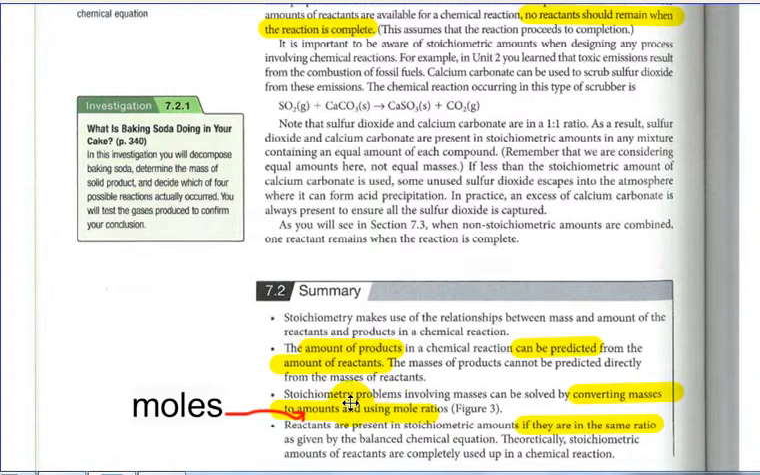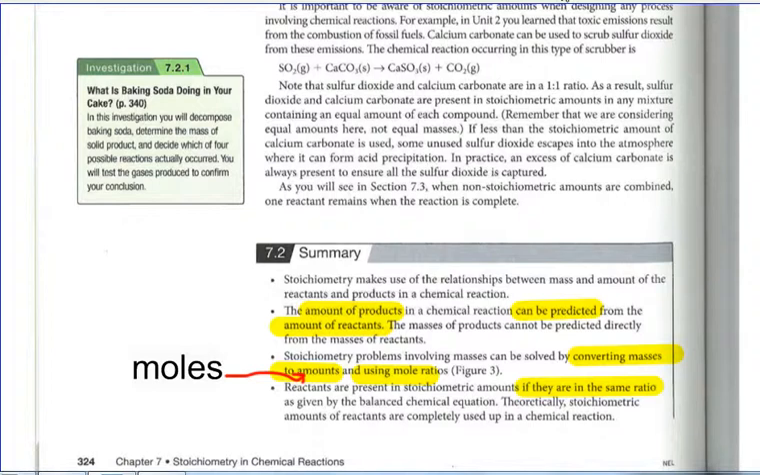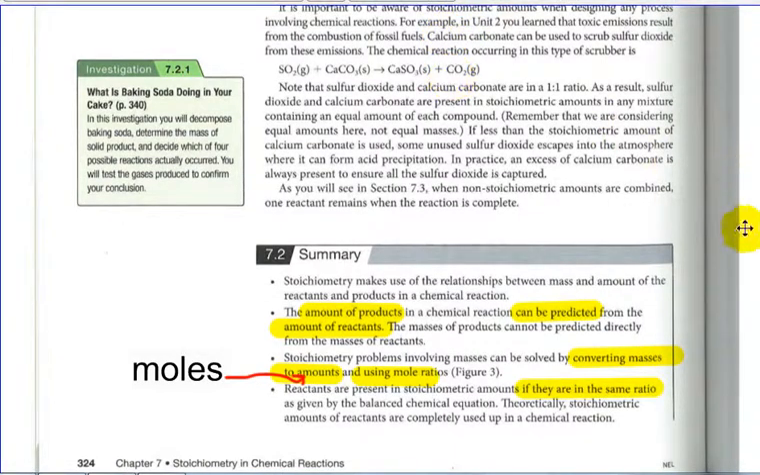So stoichiometry problems involving masses can be solved by converting masses to moles and using the mole ratio. Reactants are present in stoichiometric amounts if they are in the same ratio as the balanced chemical equation. Theoretically, stoichiometric amounts are completely used up in a chemical reaction. Does it happen in real life? We'll see later on that it's virtually impossible, but for right now, we'll assume that they can be.